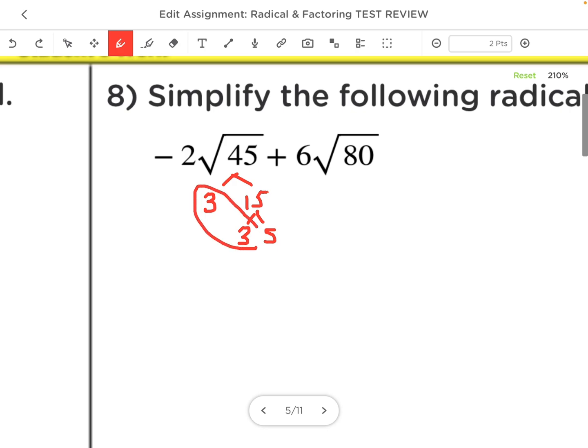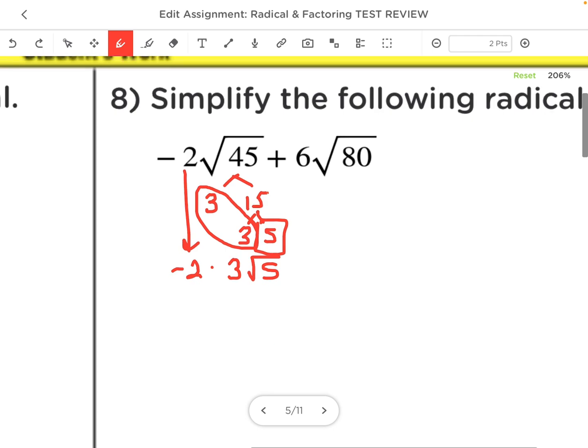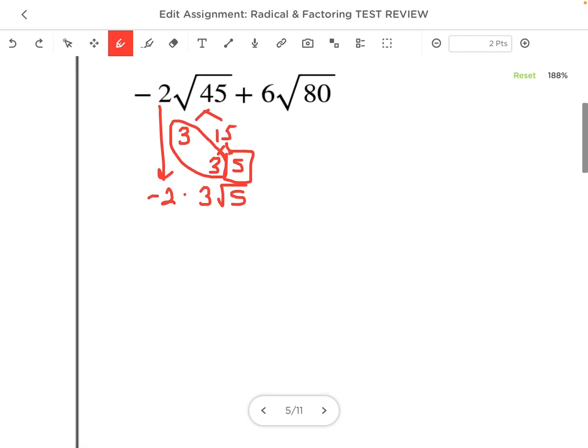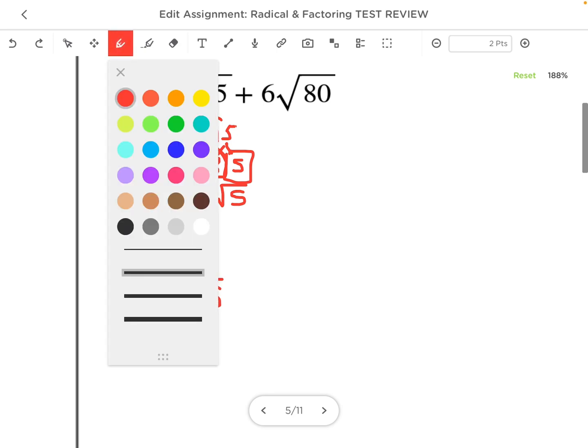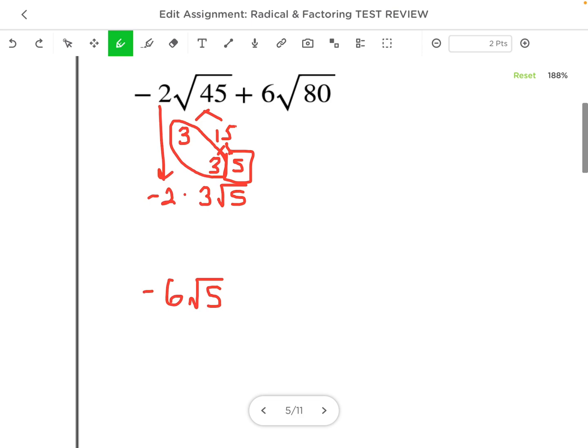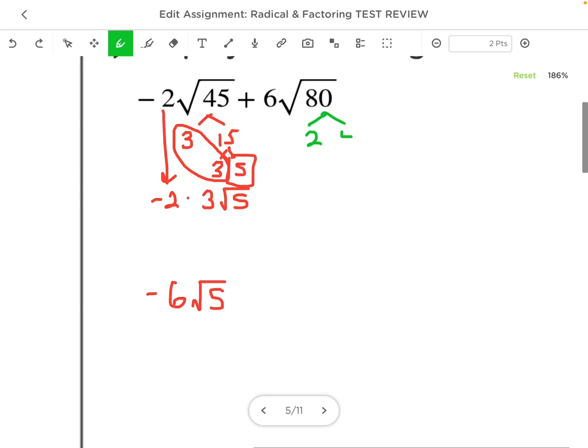And so that's going to give me a 3 on the outside, square root of 5 left over, and I bring down my negative 2. So that gives me negative 6 square root of 5 on the left side. Now, on the right side, I'm going to deal with the 6 at the end. I'll have the square root of 80.